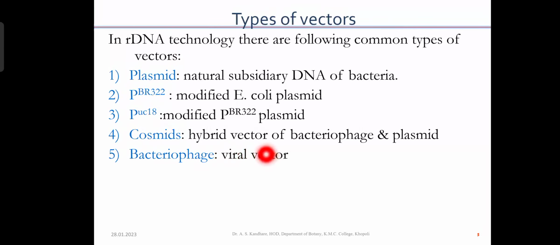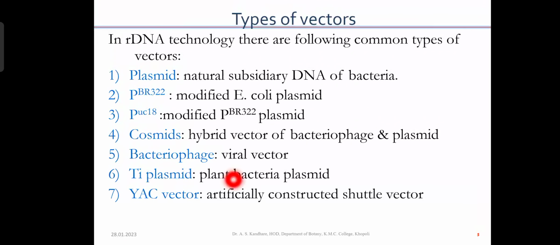Bacteriophage, it is a viral vector. So we are using some viruses, and these viruses can be used as vectors in rDNA technology. Ti plasmid, it is a plant bacterial plasmid from Agrobacterium tumefaciens. So this is the very famous plasmid in plant manipulations or developing plants that are transgenic plants.